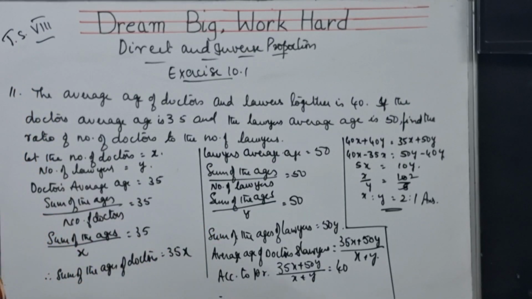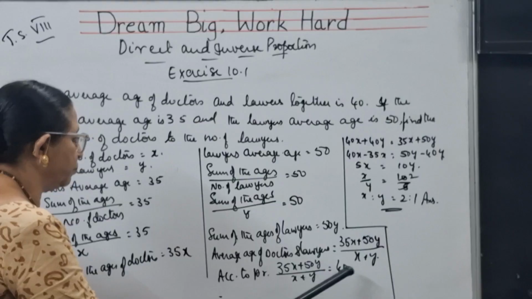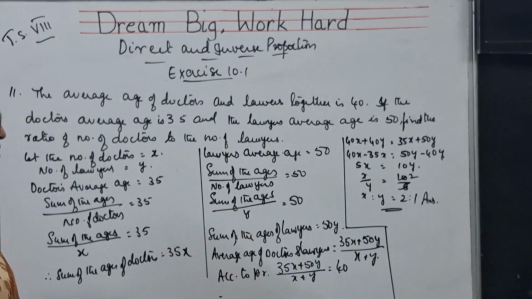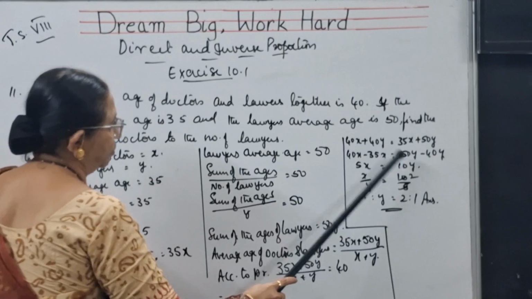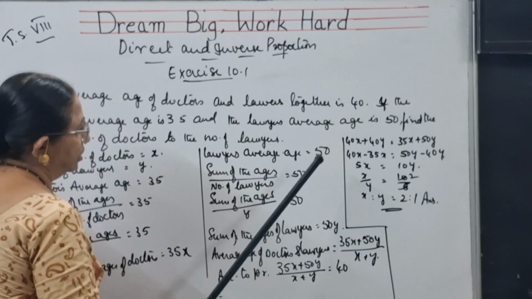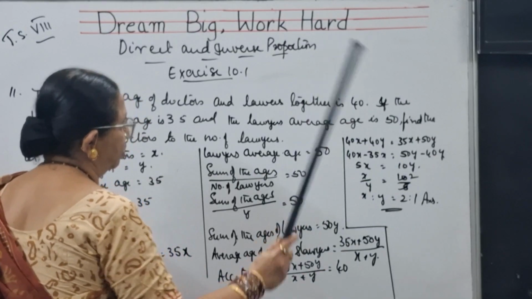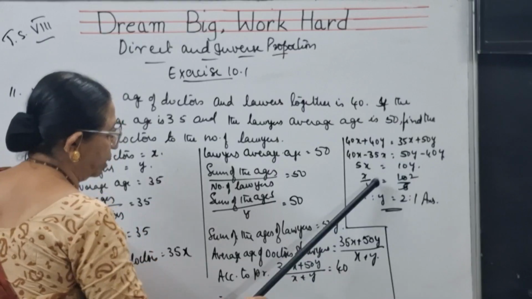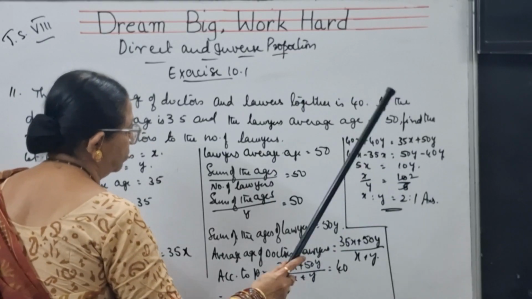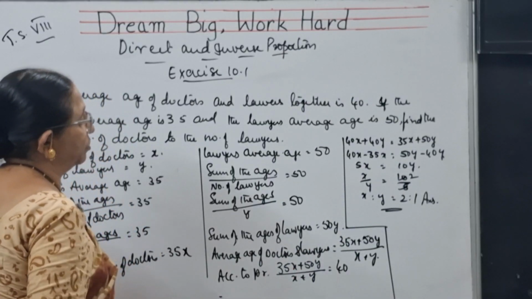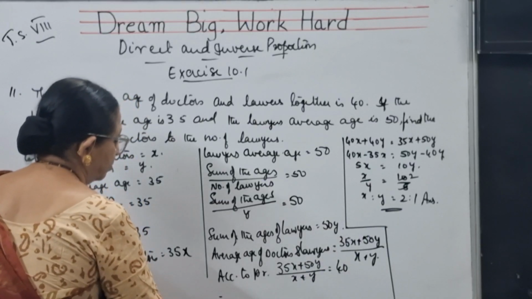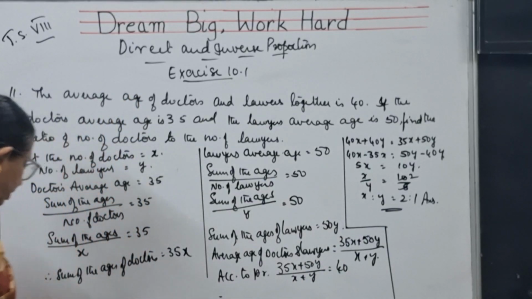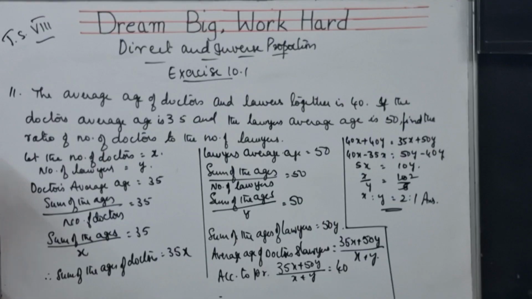So on cross multiplying, 40x plus 40y is 35x plus 50y. 40x minus 35x is equal to 50y minus 40y. So 5x is equal to 10y. X by y is equal to 10 by 5, that is 2, 2 by 1 actually. So x is to y is 2 is to 1. The ratio of doctors and lawyers is 2 is to 1, children. Please note it down.